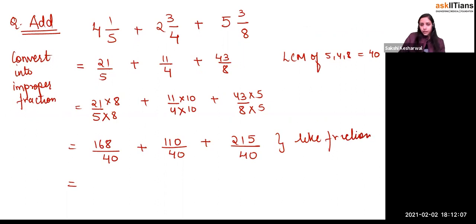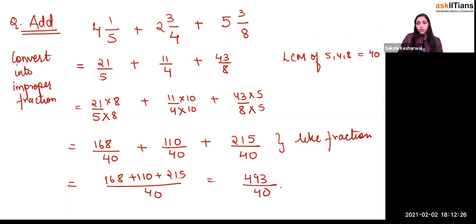So this is now a fraction. You have to just add it: 168 plus 110 plus 215, divided by 40. So you just add it. 5 plus 3 is 13, right? Carry 1, so this is 8 and this is 9 and this is 224. That is 493 divided by 40, right?